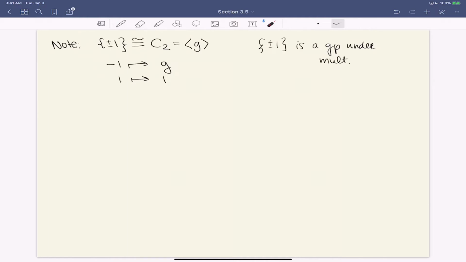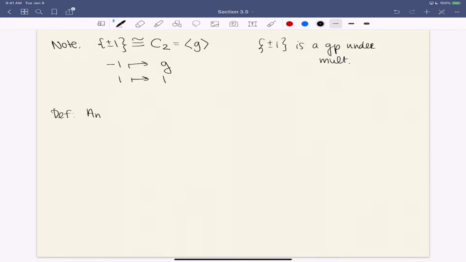It's not a group under addition, because if I add -1 and 1, I get 0, and 0 is not here. So it's not a group under addition. It's a group under multiplication, because -1 times -1 is 1, and 1 times 1 is 1. So that works. Okay, and now we finally get to the definition.